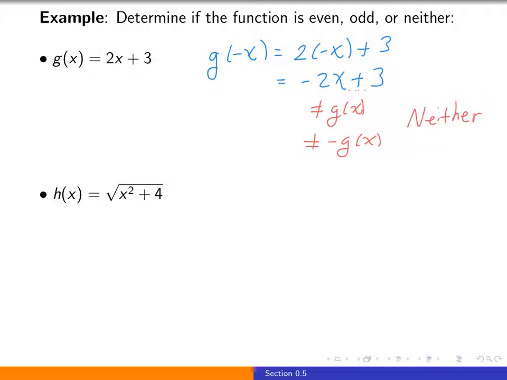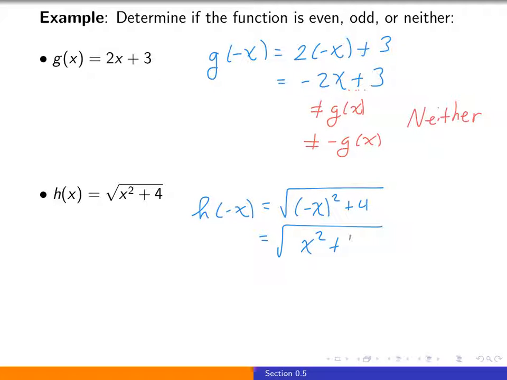Lastly, for this function h of x, if we replace each x with the minus x, that becomes the square root of minus x quantity squared plus 4. When you square minus x, that's the same thing as squaring x, and that is our original function. And whenever h of minus x is equal to h of x for every input, that means that the symmetry of the graph of the function would be even.